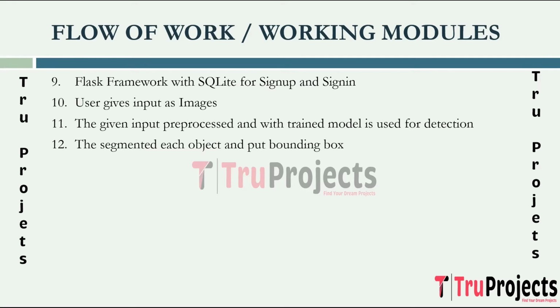The next step is segmenting objects and adding bounding boxes. Here, identified objects are segmented and bounding boxes are added to highlight their locations in the images. The last step is displaying the final outcome. The pre-processed images with the segmented objects and bounding boxes are displayed to the user, providing a visual representation of the model's object detection capabilities.